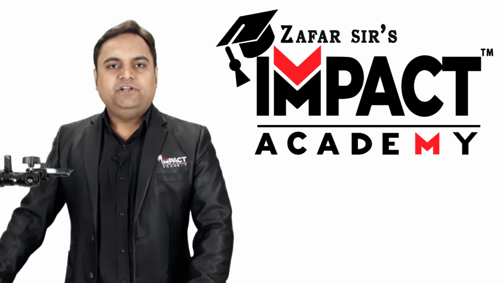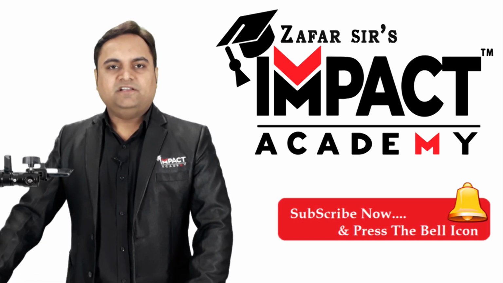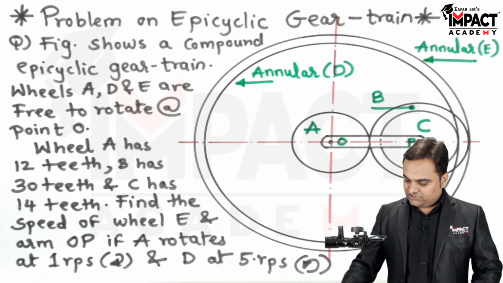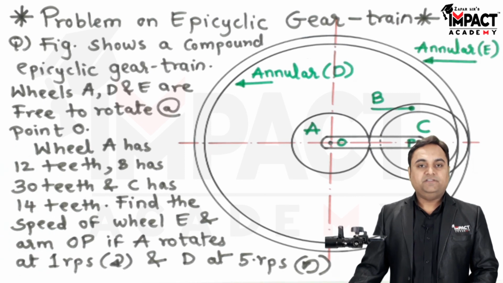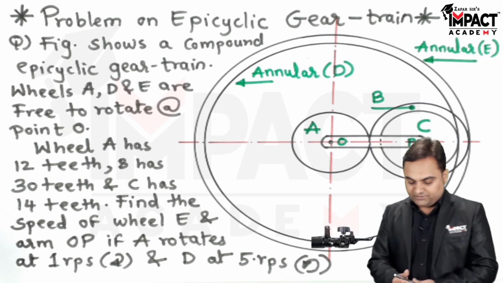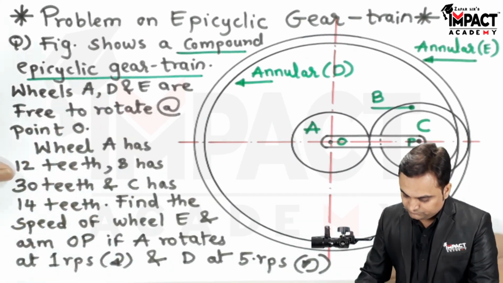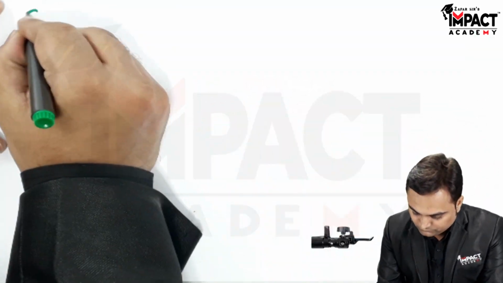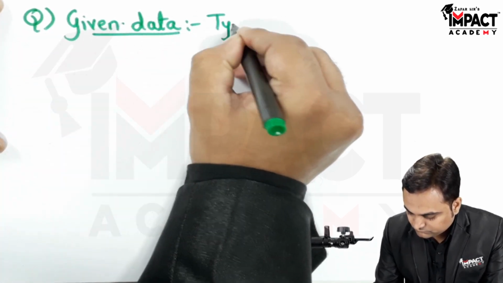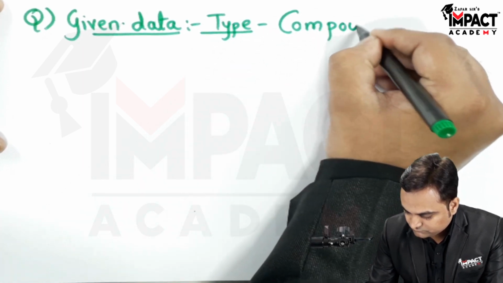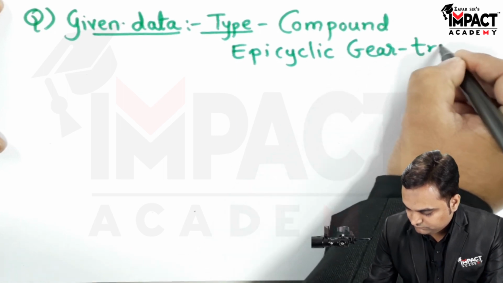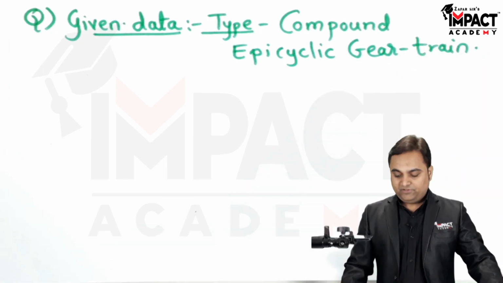Hi friends, here in this video I'll be explaining the problem on epicyclic gear train. So let's get started. Now here is the question in front of us. Whatever is given here, I'll write that in the form of data. It is given, figure shows a compound epicyclic gear train. So we have the type of gear train written.